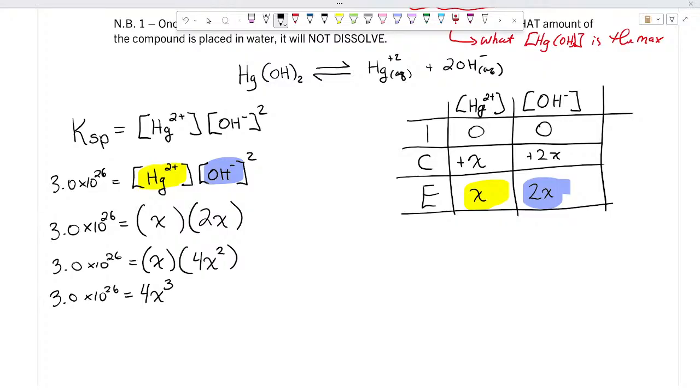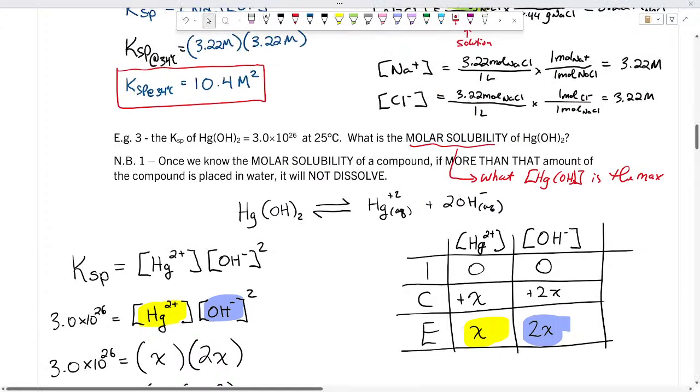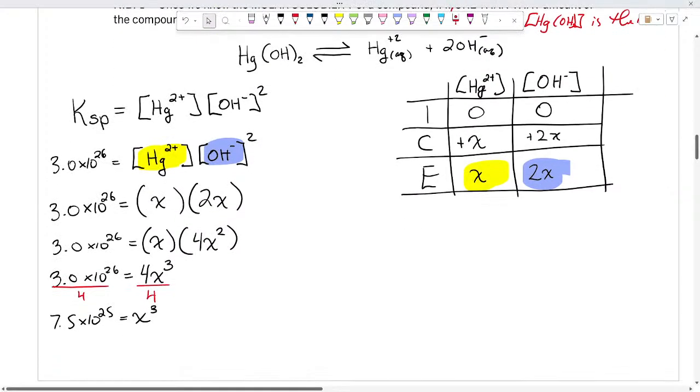What would you do next to solve this? Divide both sides by 4. And of course, we can all do this. That would be 7.5 times 10 to the 25, I hope. Check that. How'd I do? Is it negative 26? I don't think so. It's positive 26. Yeah, there we go.